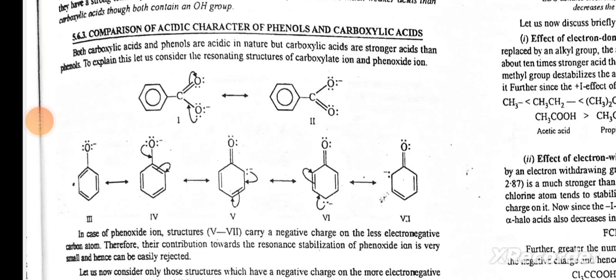Comparison of acidic character of phenols and carboxylic acids. Both carboxylic acids and phenols are acidic in nature, but carboxylic acids are stronger acids than phenols. To explain this, let us consider the resonating structures of the carboxylate ion and phenoxide ion. Here are the resonance structures of carboxylate ion and phenoxide ion. Here's the comparison of these resonance structures. Look at these structures.